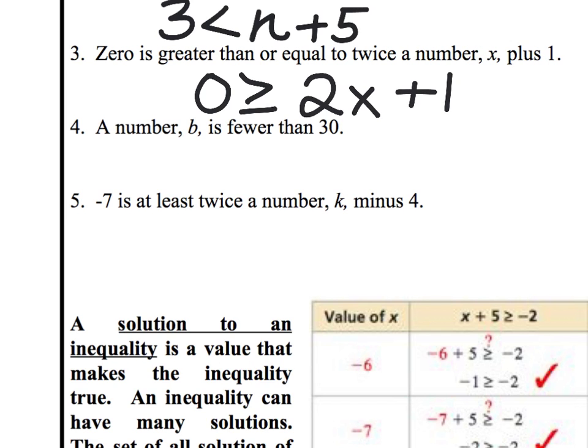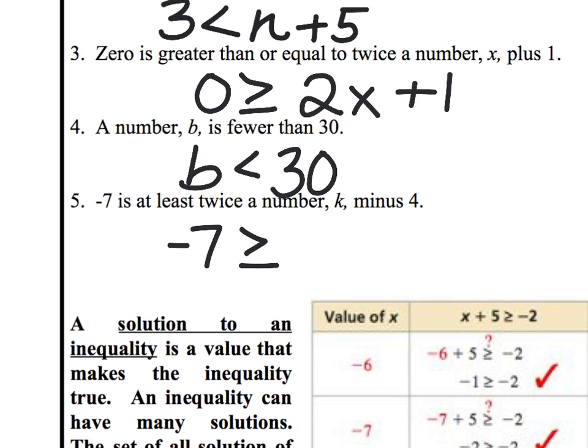A number b is fewer than 30. If you look on our chart, it says that fewer than is the same thing as less than, so less than 30. And then lastly, negative 7 is at least. At least means that it could be that thing, or it could be more than, so greater than or equal to, and that's in the chart, is at least twice the number k minus 4.